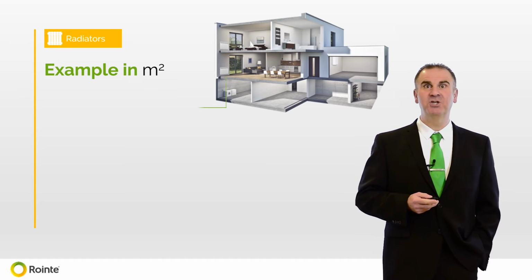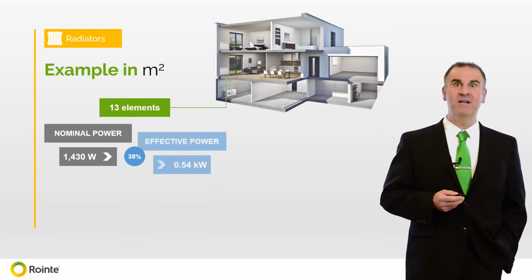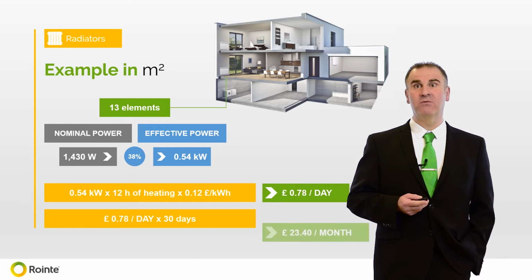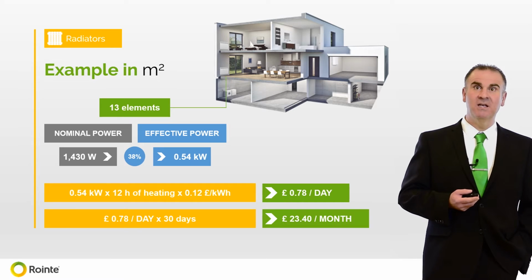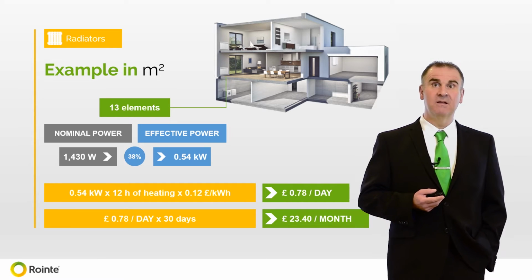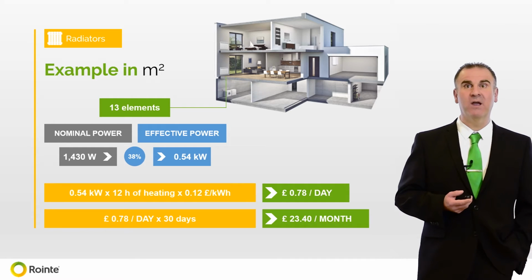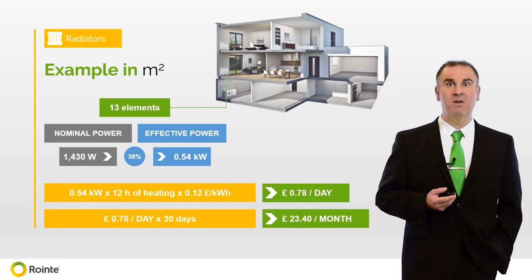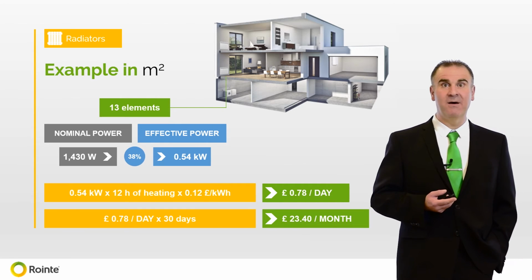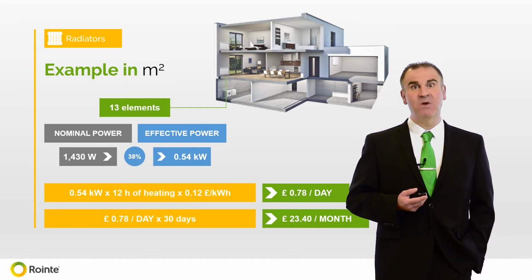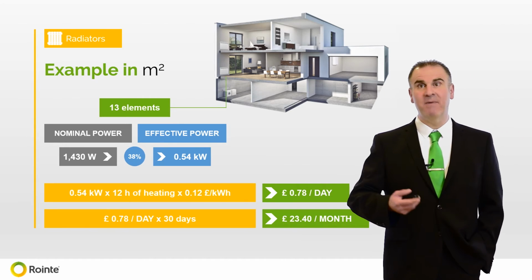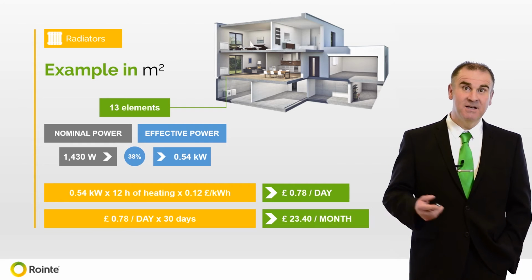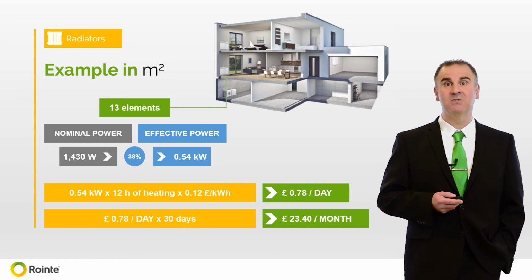This example shows the energy usage of a 13-element Rointe radiator, which has a nominal power of 1.43 kilowatts. The effective power of the radiator, with the 38% usage, is 0.54 kilowatts. The calculation is therefore 0.54 kilowatts by 12 hours multiplied by a cost of 12 pence per kilowatt hour, which equals 78 pence per day. So this radiator running for 12 hours will cost 78 pence. We then take the 78 pence, multiply it by 30 days to give the monthly cost being £23.40.